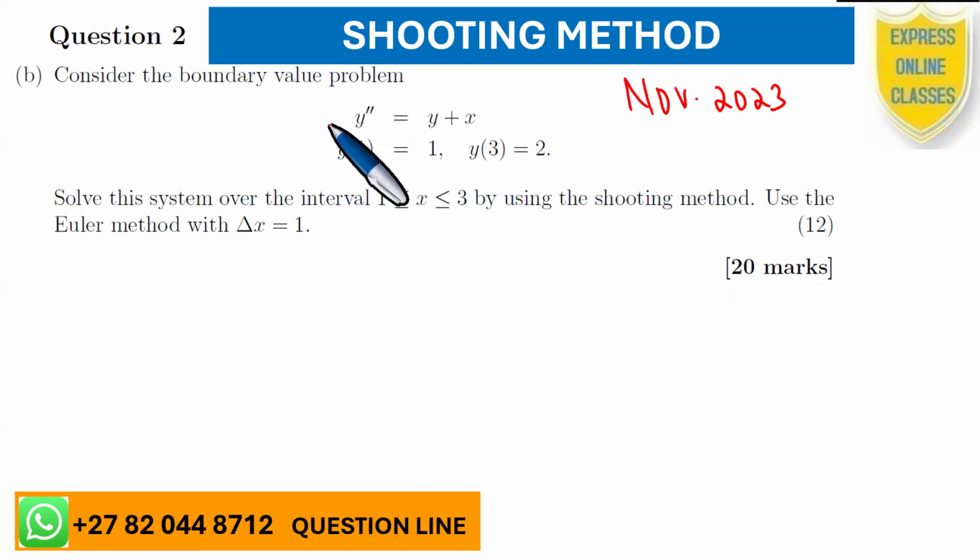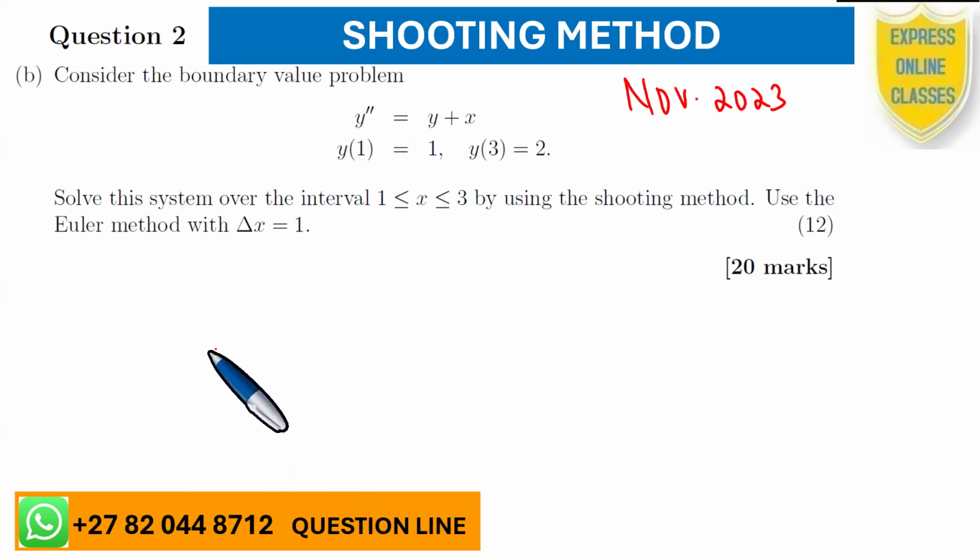Consider the boundary value problem given, where we have y double prime equals y plus x. Y at 1 is 1, y at 3 is 2. Solve this system over the interval 1 to 3 by using the shooting method. We have a perfect opportunity to learn this method. By and large, it comes in all the papers.